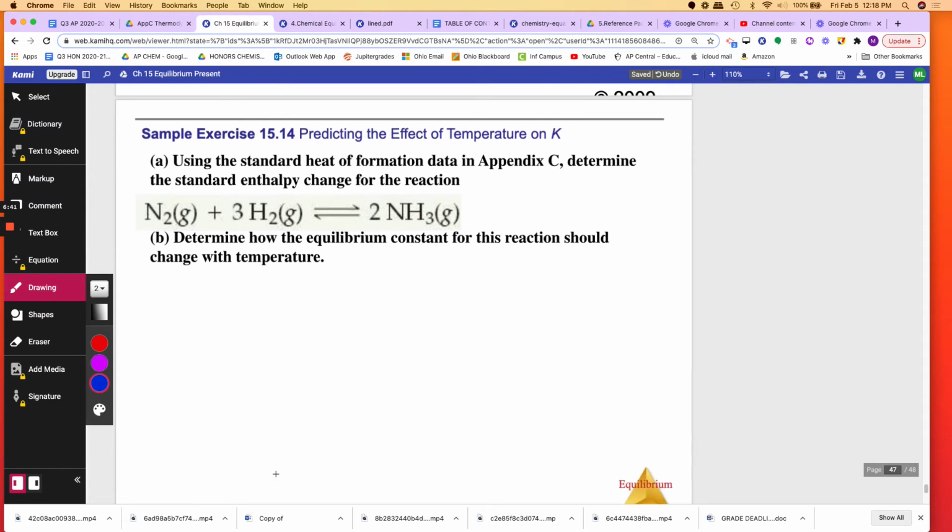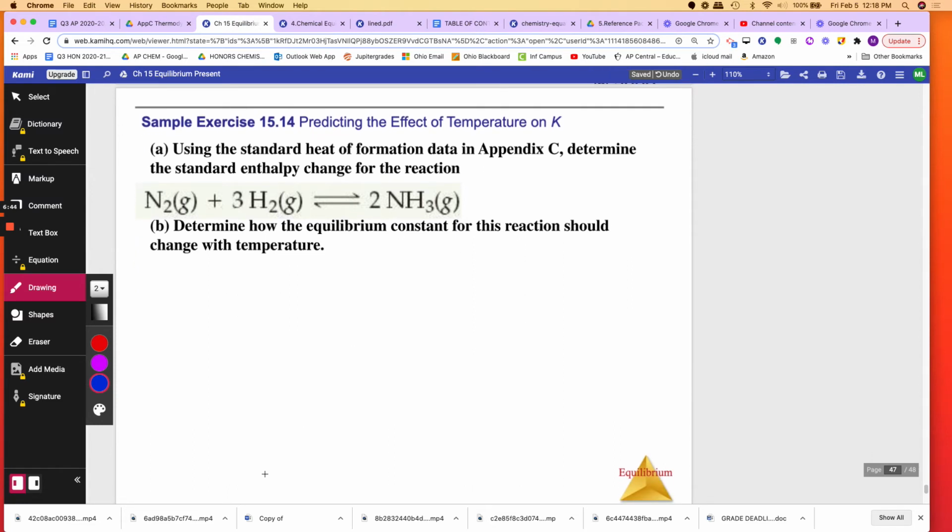Okay, pause the video and try this one. So it says, using the standard heat of formation in Appendix C, in your calendar I made a link for Appendix C, otherwise it's in your textbook. Find the standard enthalpy change for the reaction. So I have the Appendix C here.